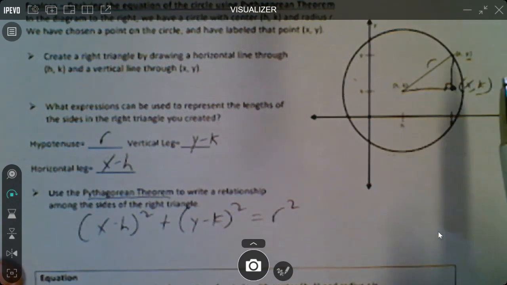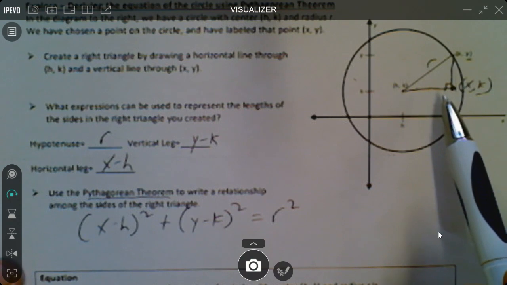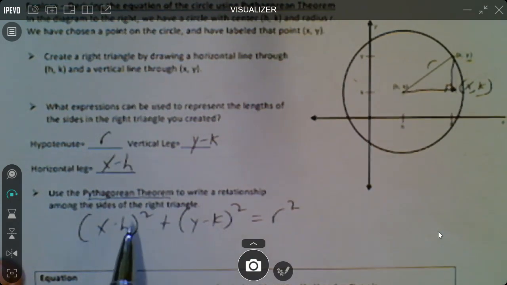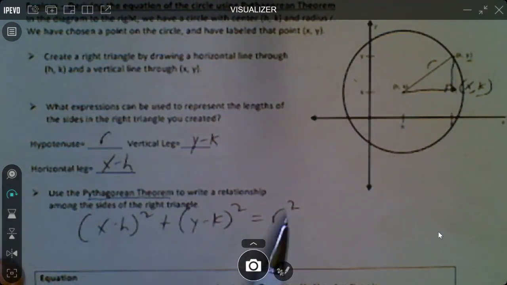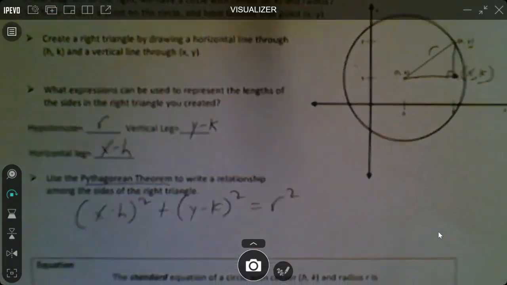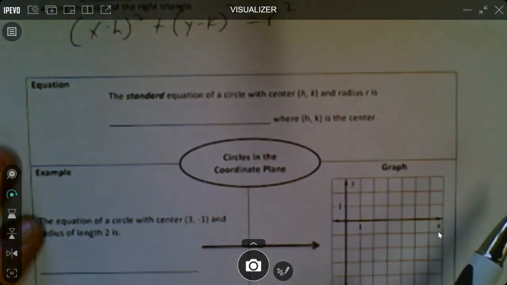But that's not very exciting for a circle. But it could happen. So let's see. We've got a squared plus b squared equals c squared, and there's the equation of the circle. We call this the standard form for the equation of a circle. So when we get to the next little part here, it's asking us for that information.